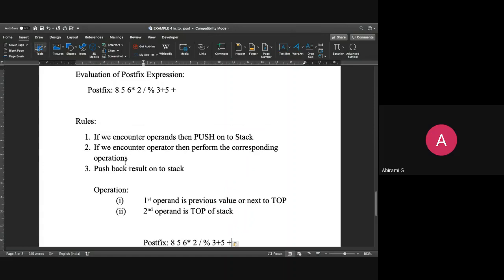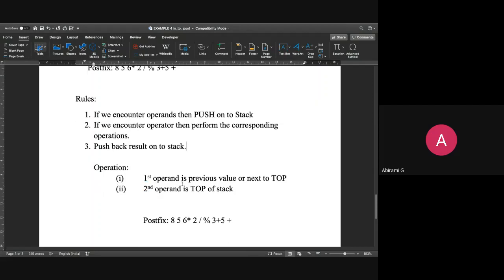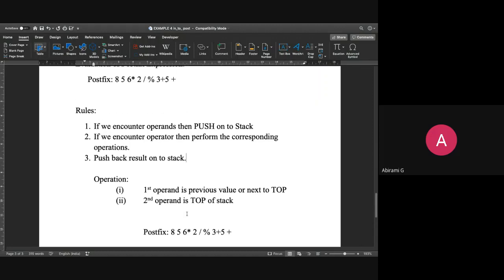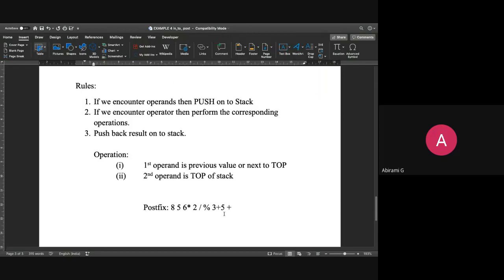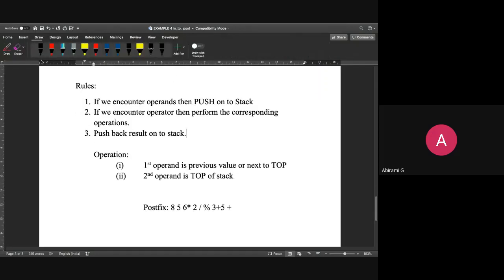Before that, we'll discuss the rules once again. If you encounter an operand, then push onto the stack. If you encounter an operator, then perform the corresponding operation, whether it is multiplication, division, or modulo remainder, and then push the result back onto the stack. While doing operations, we consider the previous value as the first operand and the top, recent value as the second operand, because this is the important one. We should not change this, taking the top as the first and next as the second, otherwise we are not getting the correct value. We always take the previous one as the first operand and the top value as the second operand. Now we'll discuss these expressions.